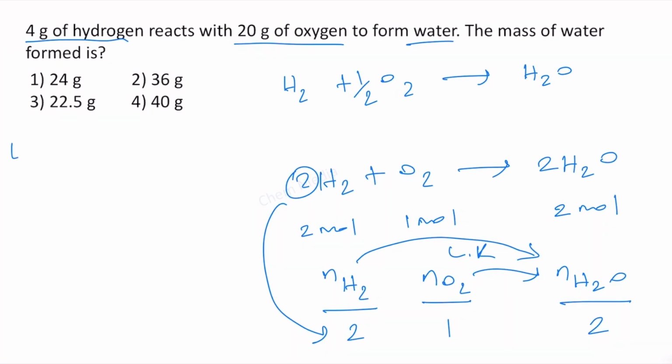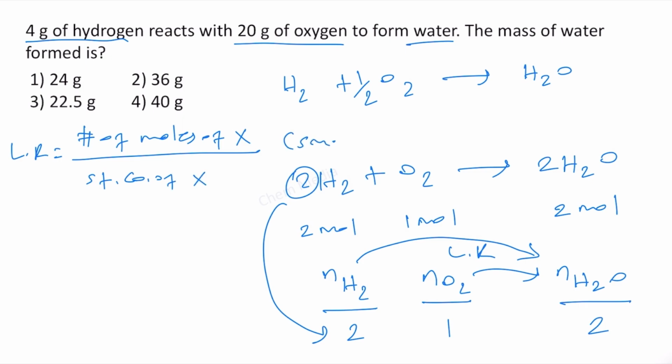The limiting reagent is determined by the number of moles of reactant, let us keep it as X, we have 2 reactants here, divided by the stoichiometric coefficient of the reactant, and whichever is smallest out of this, that is the limiting reagent. Therefore, let us determine the number of moles of H2 and O2. Weights are given, and we know that number of moles is equal to mass divided by molar mass, and therefore, this is 4 gram divided by molar mass of H2, which is 2 gram per mole. Therefore, this will be 2 moles.